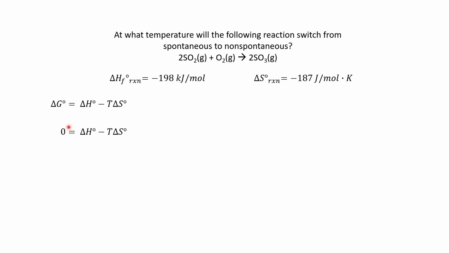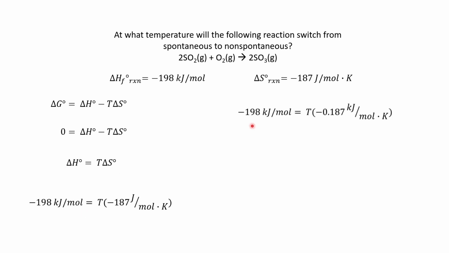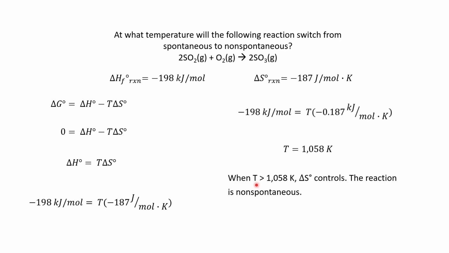I'm going to set my delta G equals 0. That is going to simplify this equation to this equation right here. So plugging in for my enthalpy and my entropy, I'm going to solve for T, and I get T equals 1058 Kelvin. So now what does this mean? Well, it means when my temperature is above 1058 Kelvin, my entropy is going to control the spontaneity, or it's going to dominate the equation. Because my entropy is negative for this process, anytime entropy is going to dominate, the reaction is going to be non-spontaneous or not thermodynamically favored.